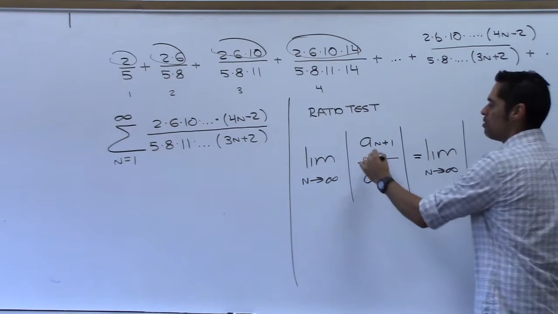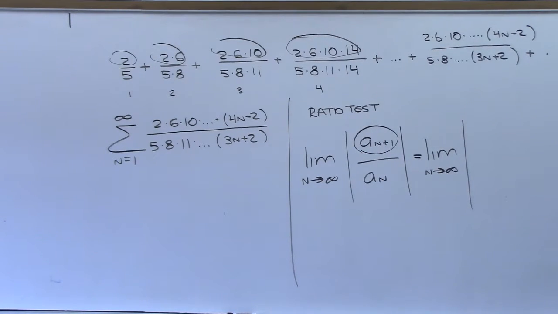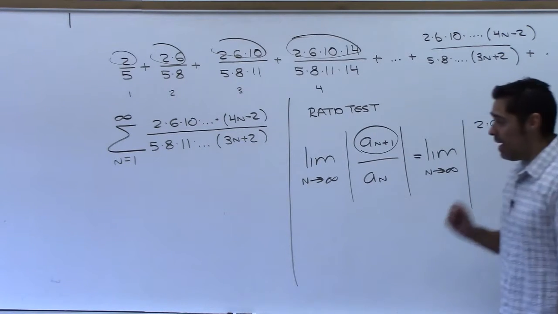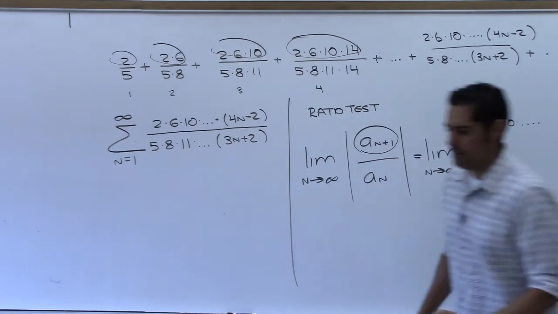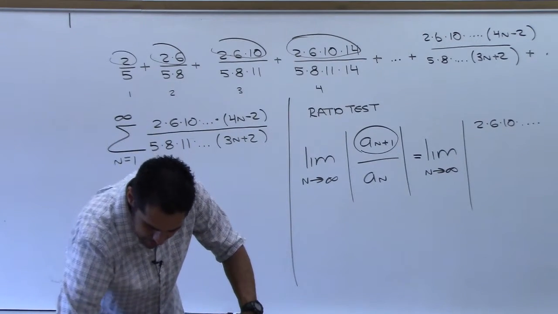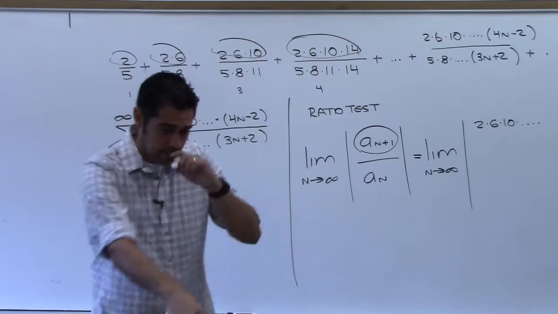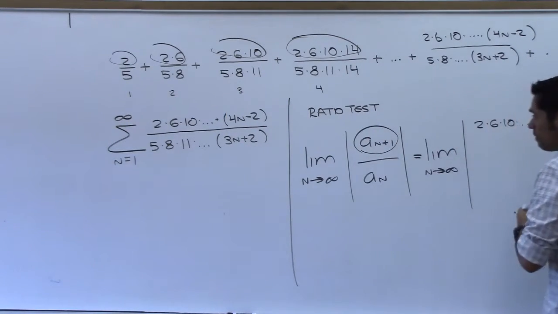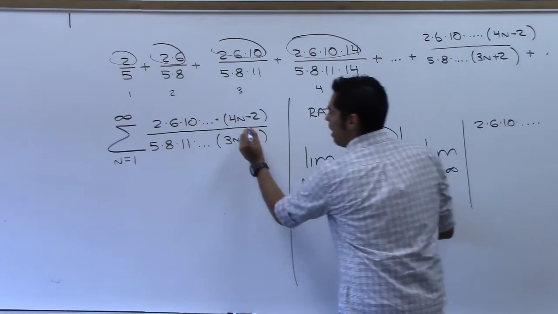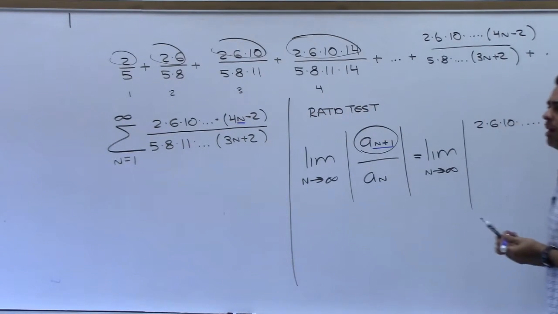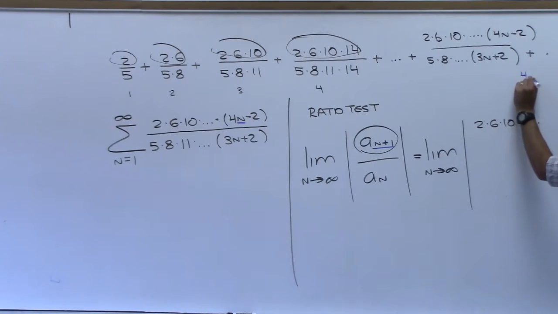All right, and this is a very tricky part right here. What is a sub n plus 1? It's 2 times 6 times 10 times dot, dot, dot, and then I replace my n with n plus 1. You needed to do this on the take-home quiz, which is due if you have it. You have to turn it in. You're replacing n with n plus 1. Real quickly, what's 4 times n plus 1 minus 2? 4n plus 4 minus 2, so 4n plus 2.